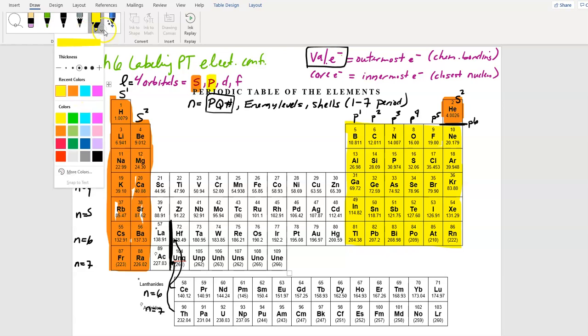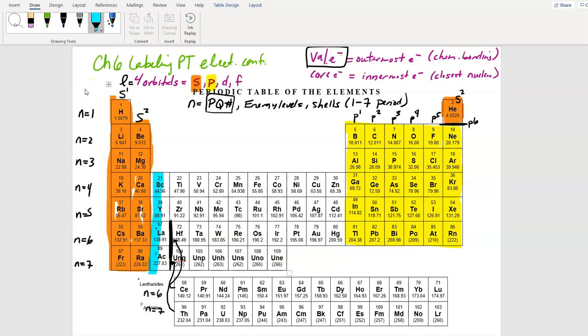And then let's do the d's. Let's go blue. The d's are all right here. They're called the transition elements. So all of these are the d's. Ladies and gentlemen, my periodic table is an older version than the AP test, and yes, you may have stuff down here. It will not be tested on the AP test.